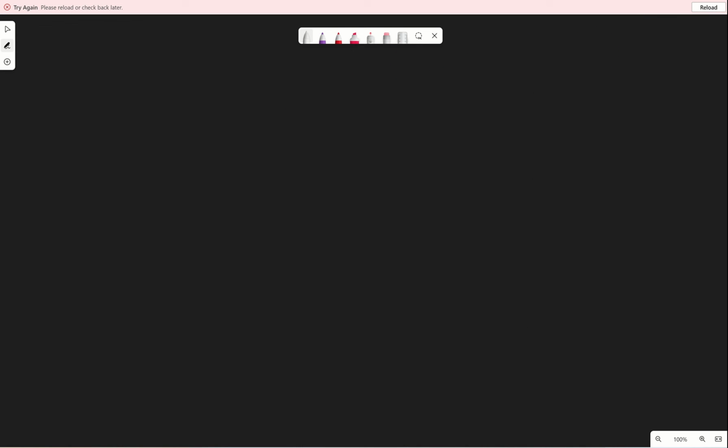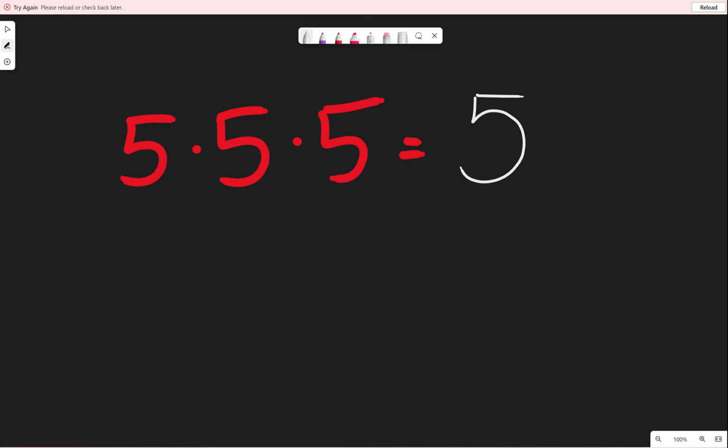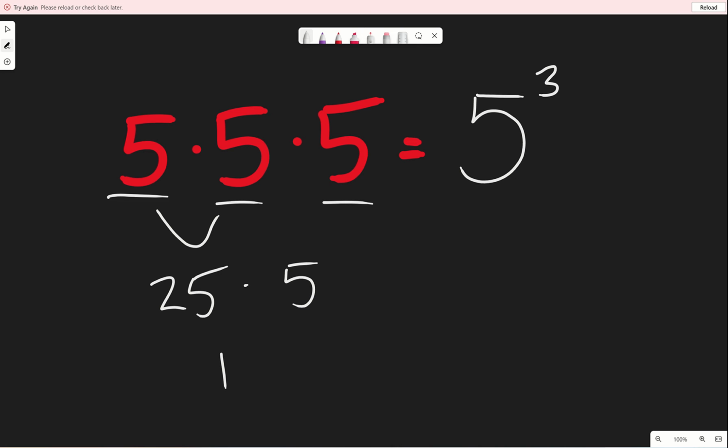Let's try another one. Let's practice this out. Let's say I have this right here. What would my power be to this problem? How would I simplify this? Well, I'm multiplying the number 5 times itself 3 times. 1, 2, 3. 5 to the power of 3. And then we can solve this. We can say 5 times 5 is 25 times 5 is 125.